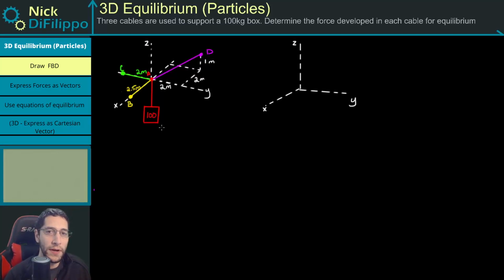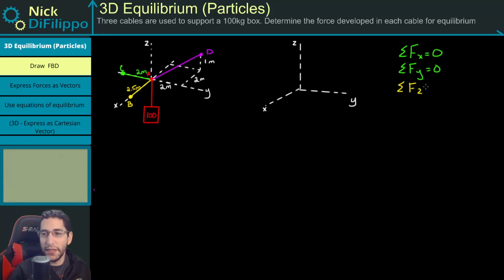When you are working a 3D equilibrium particle problem, it's very similar to what you did in 2D particle equilibrium, except we just have an extra equation. So in 2D particle equilibrium, we had the sum of the forces in the x equal to 0, and we had the sum of the forces in the y equal to 0. Now when we're working 3D problems, all we do is add in an extra equation. We have the sum of the forces in the z direction equal to 0, and these are the three equations we are going to use for particles.